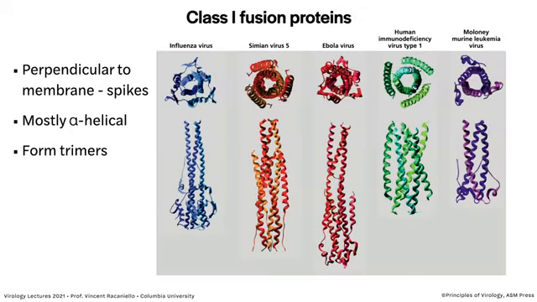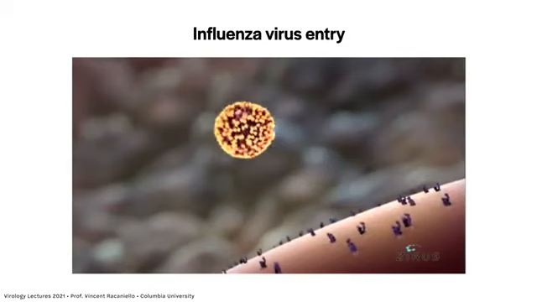Now, it turns out many viruses do this. These are called class 1 fusion proteins. We've talked about HIV-1. We've talked about influenza virus. They're all perpendicular to the membrane, and they appear as spikes. They're mostly alpha helical, as you can see, and they make trimers. Other viruses, a paramyxovirus, Ebola virus, a retrovirus of mice, these are all class 1 fusion proteins.